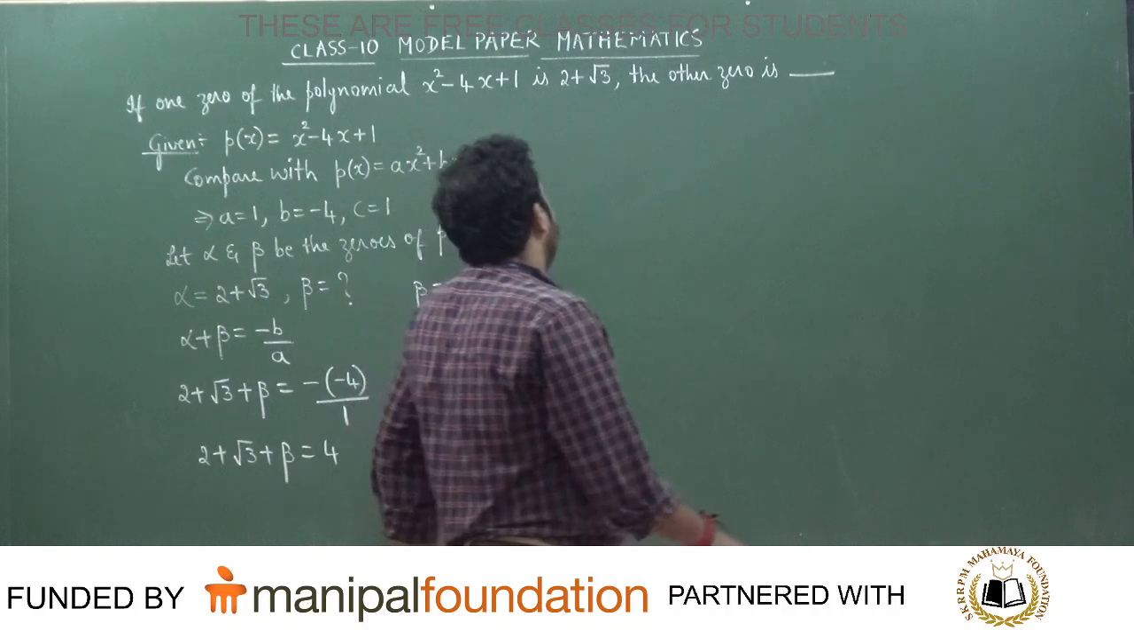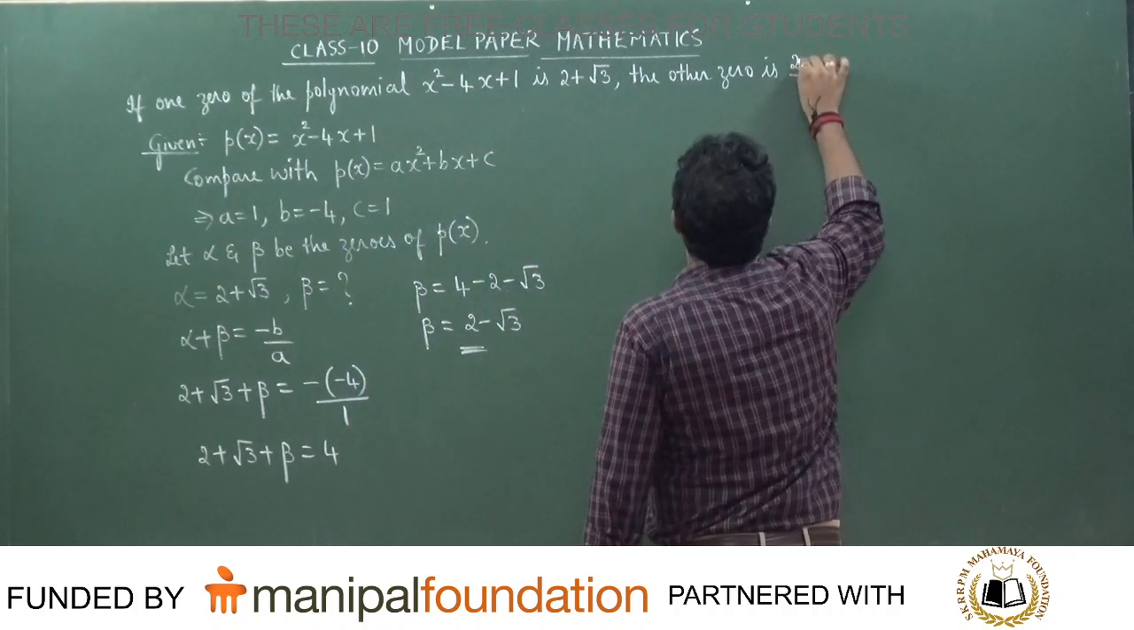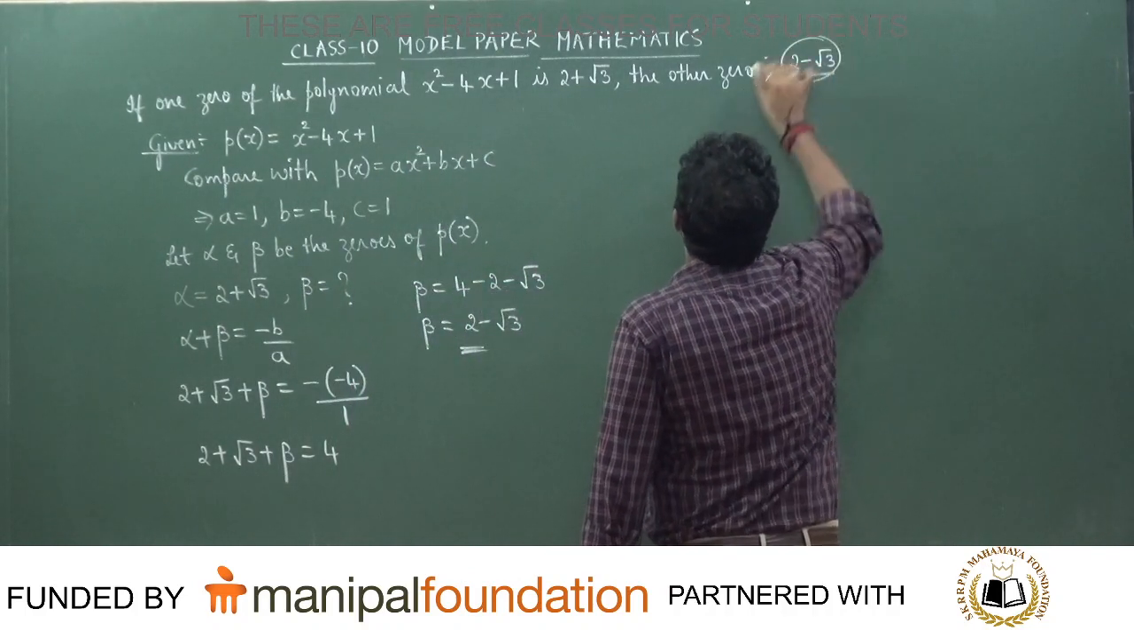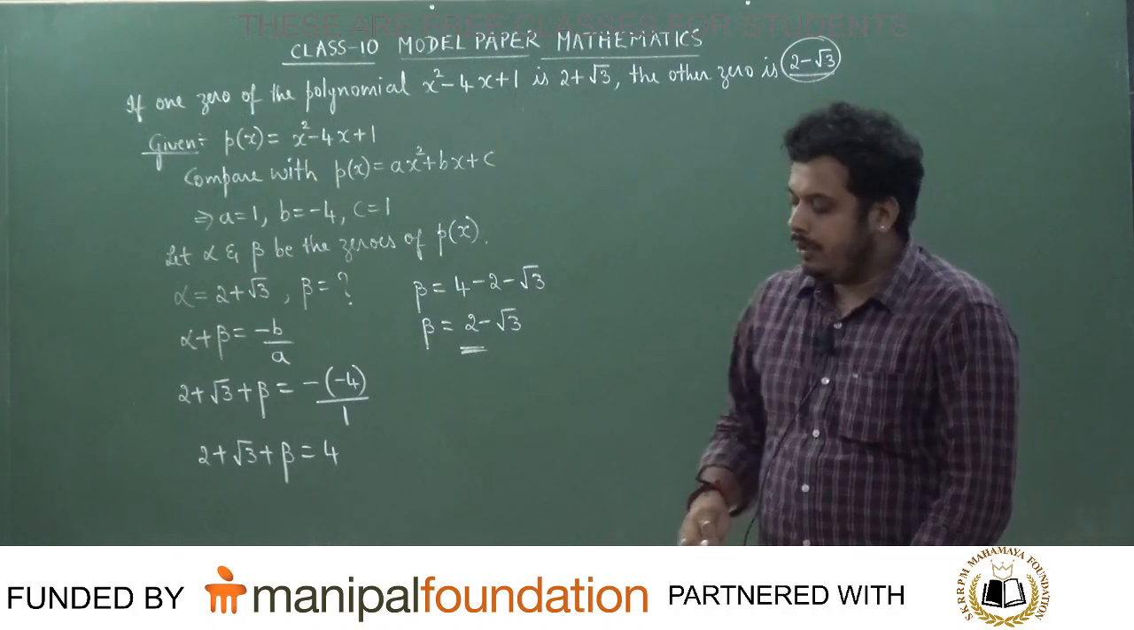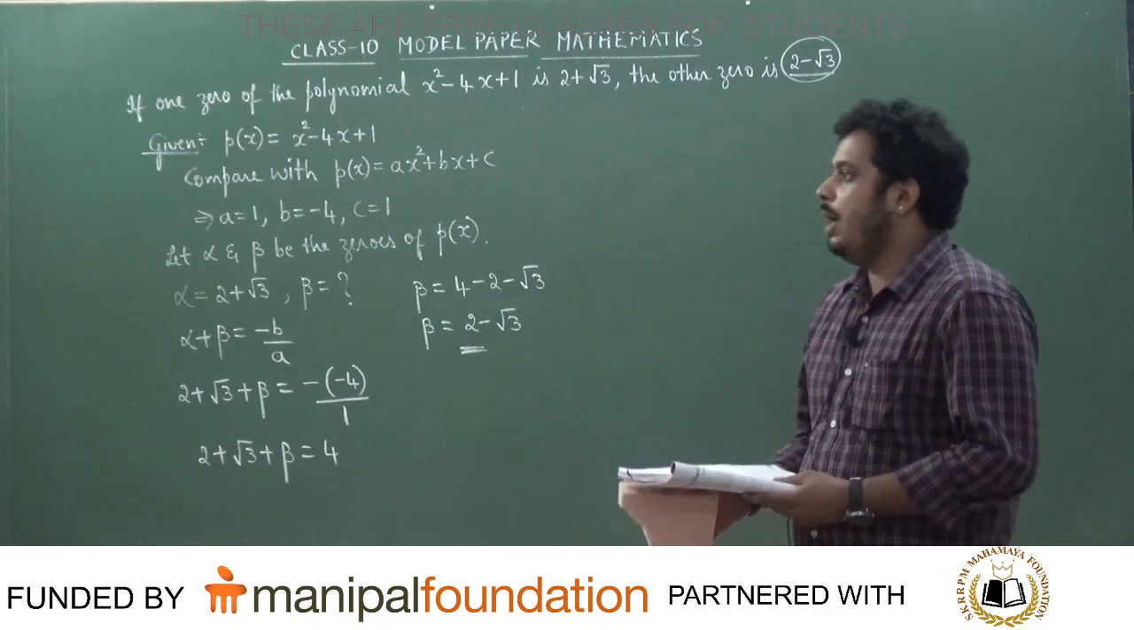So this will be the answer to the question. That's all. See, the other zero will be, what is it, students? The other zero will be 2 minus root 3. Is it okay? These are all important questions. These are all important questions. This might be also a part of 1 or 2 mark questions also.